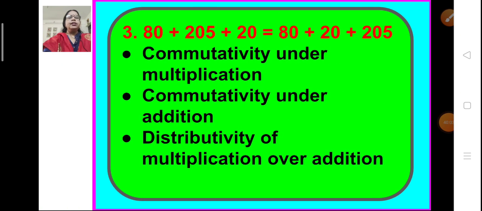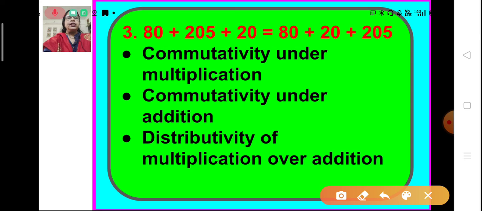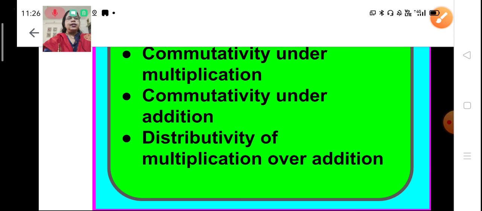Now the next one is 80 plus 205 plus 20 is equal to 80 plus 20 plus 205. So simply the order of the numbers to be added has been changed. So what is the property used? You can try and understand this answer.